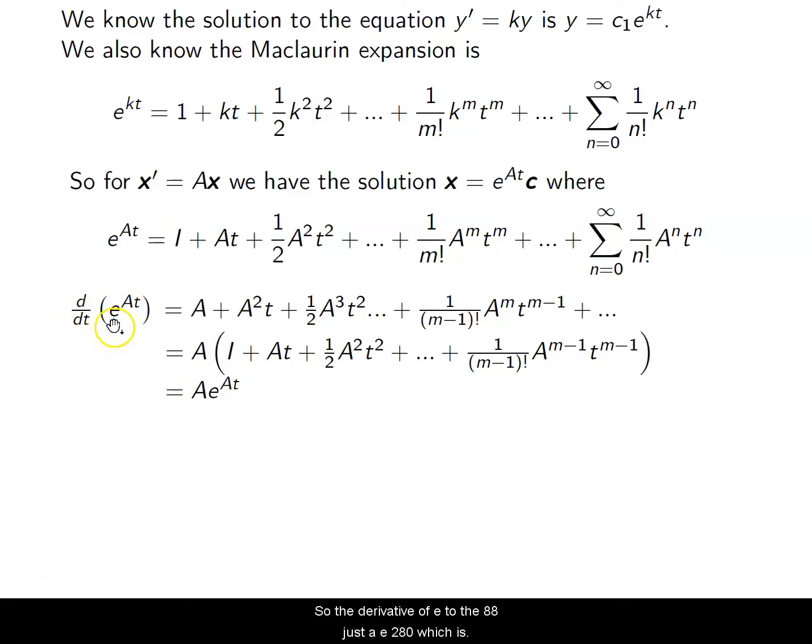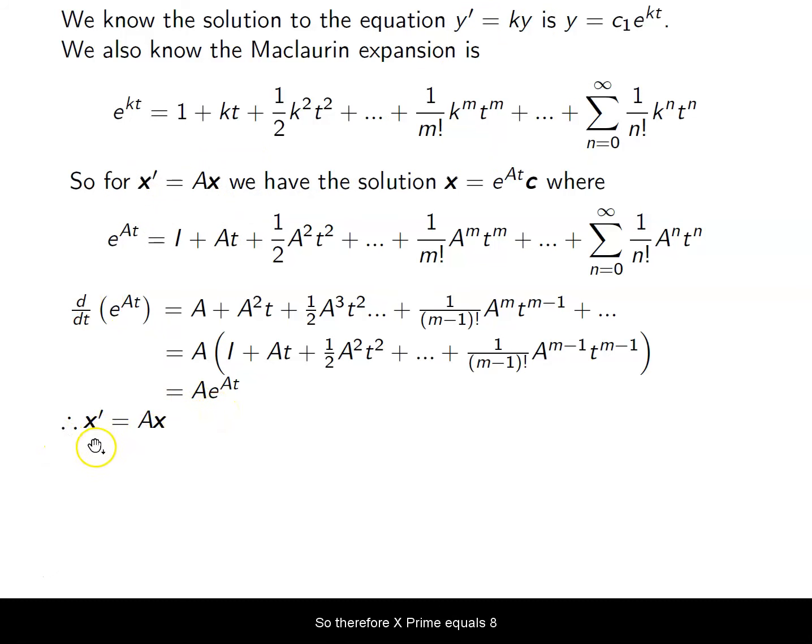So the derivative of e to the at is just a e to the at, which is what you get when you take the derivative of e to the kt, for instance. If I took this derivative, I would get k e to the kt, which is what I would have here, k e to the kt, which is y prime. So this satisfies the condition of being a solution, okay?